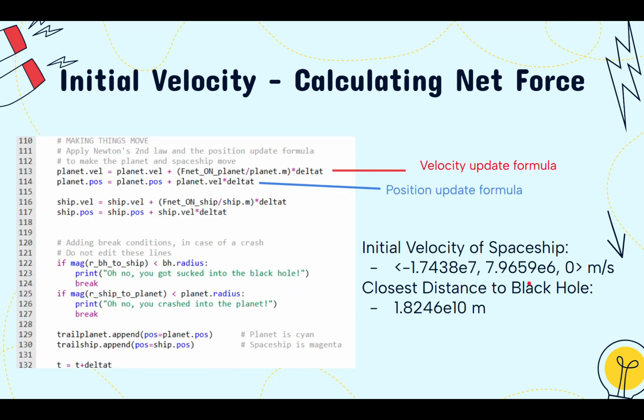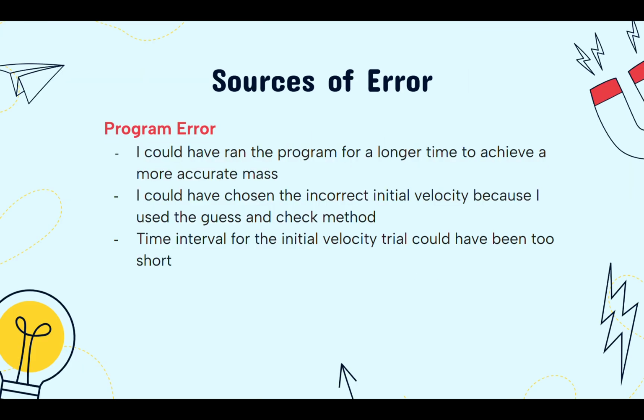And after this, we need to apply the velocity update and position update formulas to make the planet and spaceship move. And I found that the initial velocity of the spaceship needs to be negative 1.74 times 10 to the 7th meters per second in the x direction, and 7.9659 times 10 to the 6th in the y direction. And the closest distance between the ship and black hole was 1.8246 times 10 to the 10th meters.